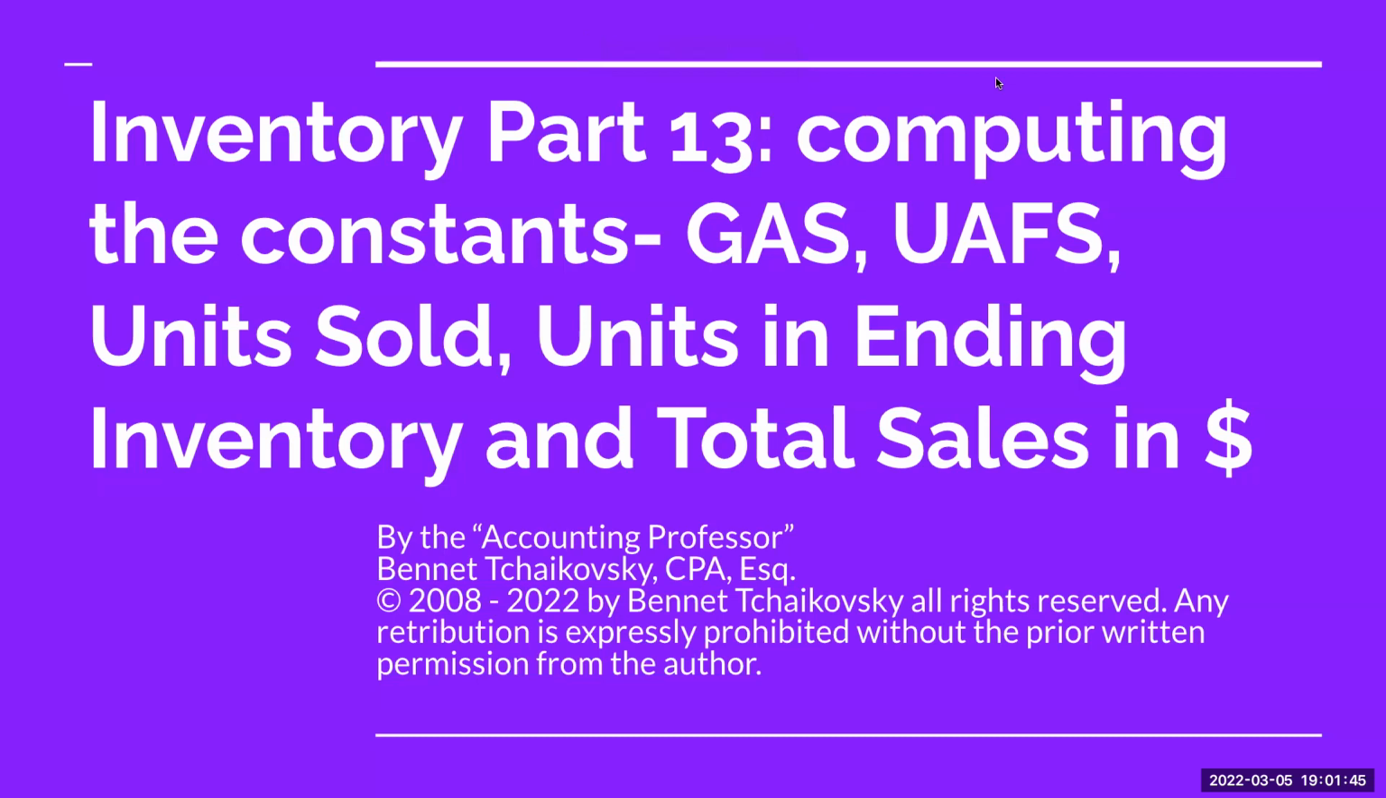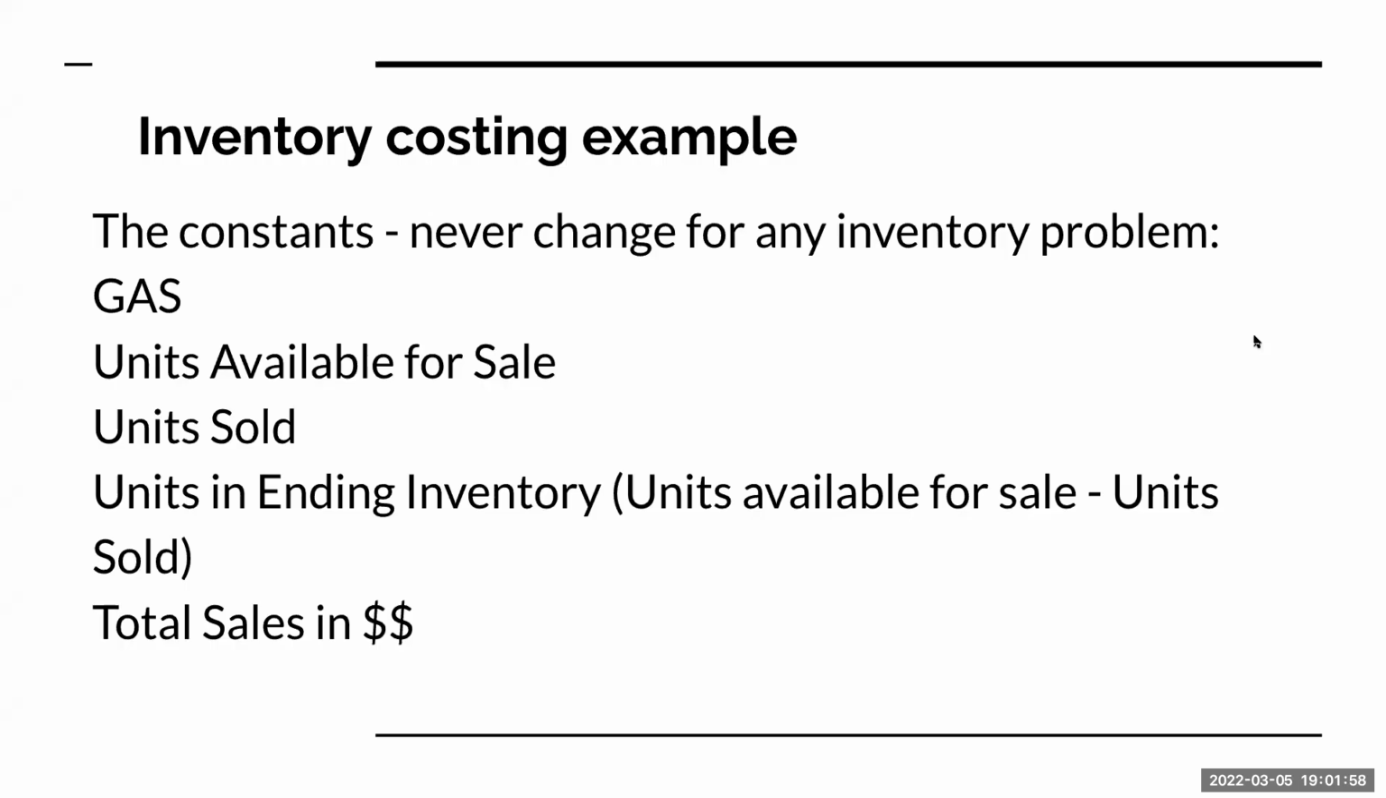We're going to be computing the constants for an inventory costing problem. This is going to be goods available for sale, units available for sale, units sold, units in ending inventory, and total sales in dollars. These constants are so important because they are never going to change within an inventory problem. So when we go through and do this, you have to do it extremely carefully because we need to make sure that we're computing the correct amount.